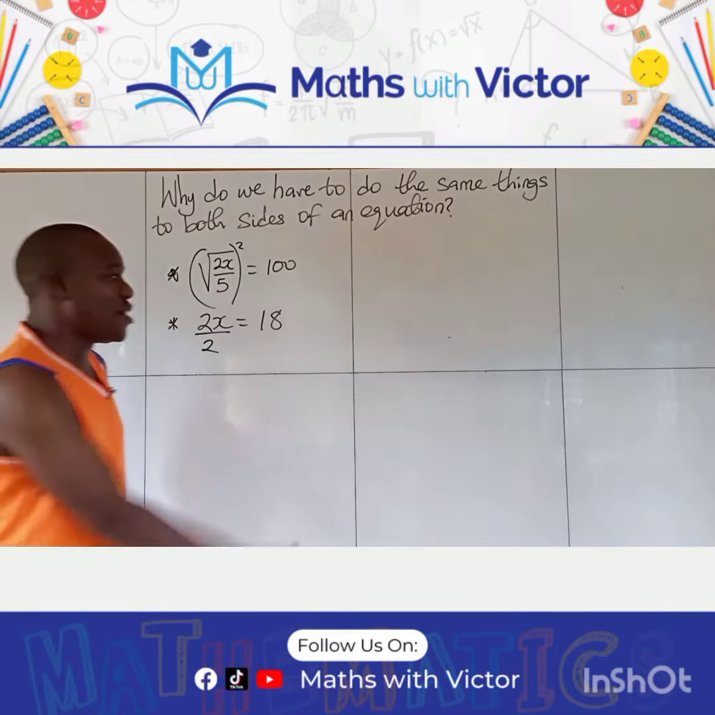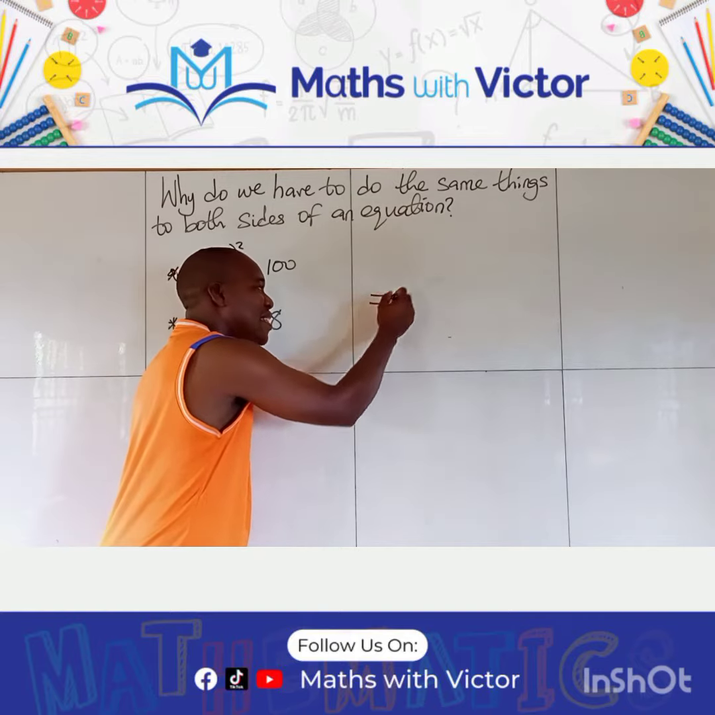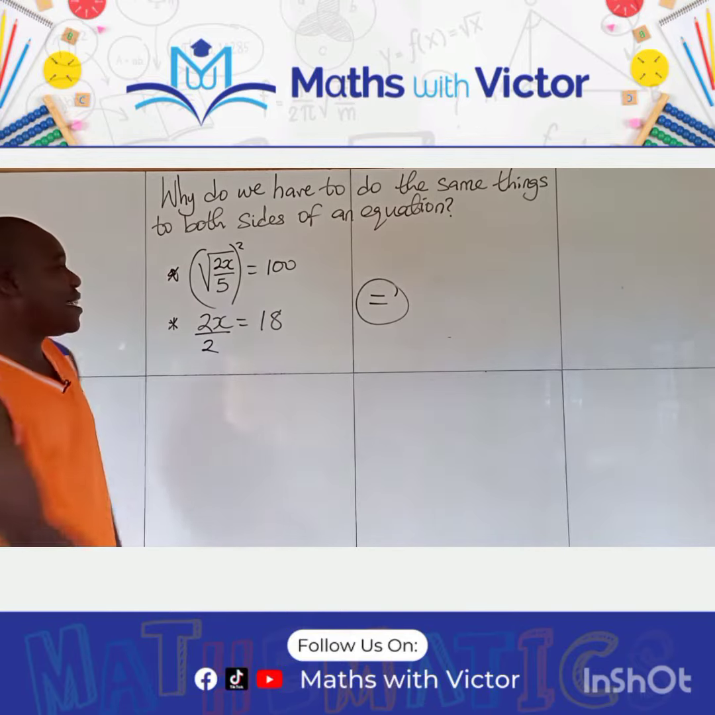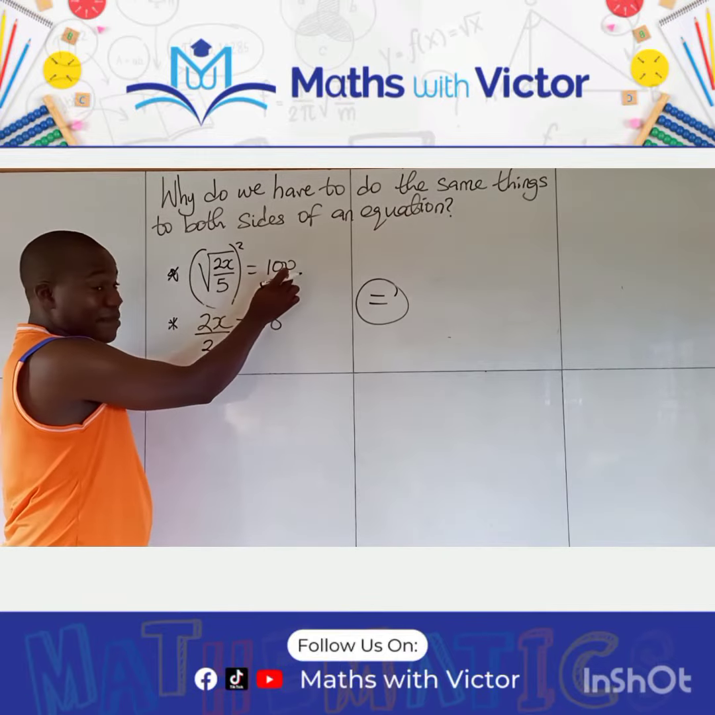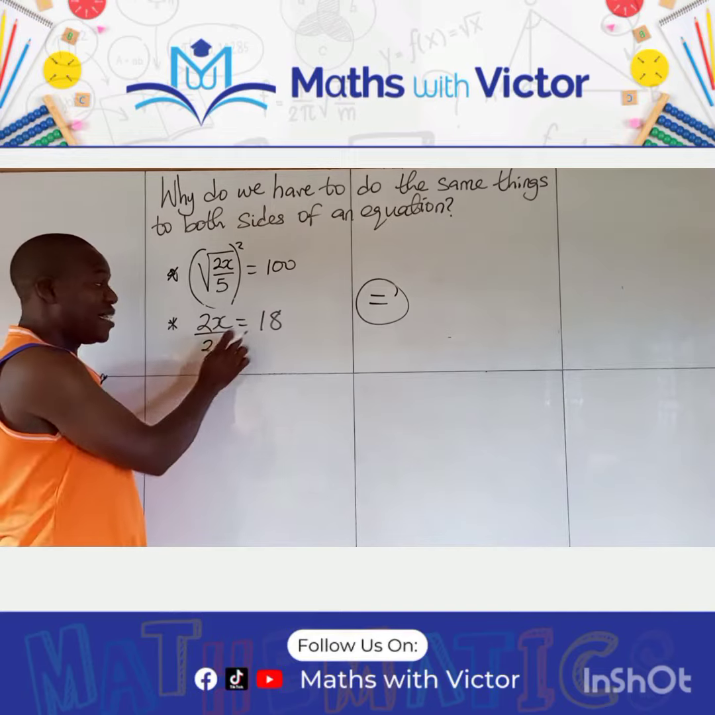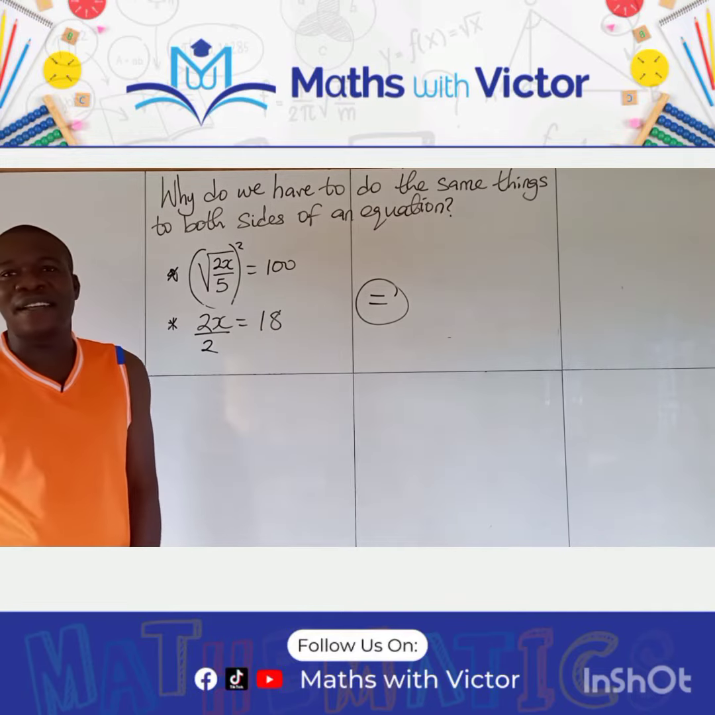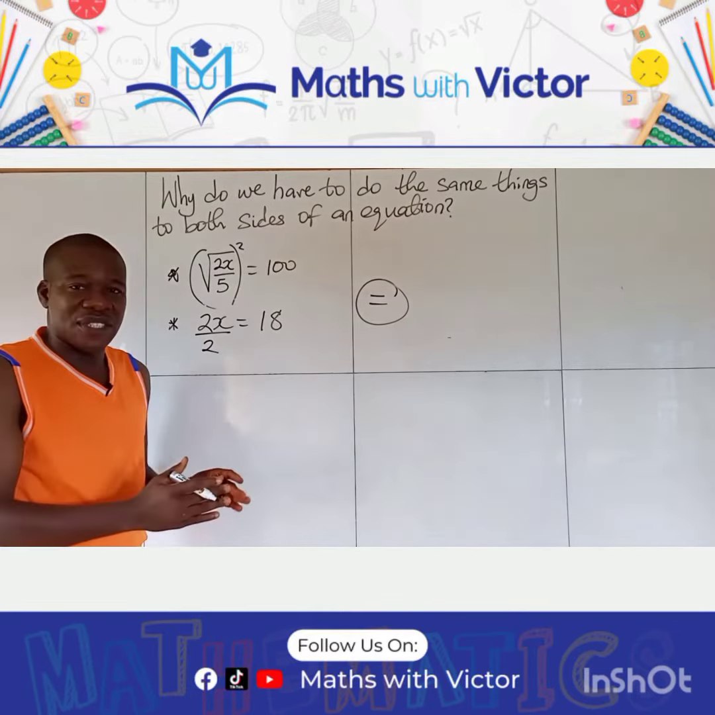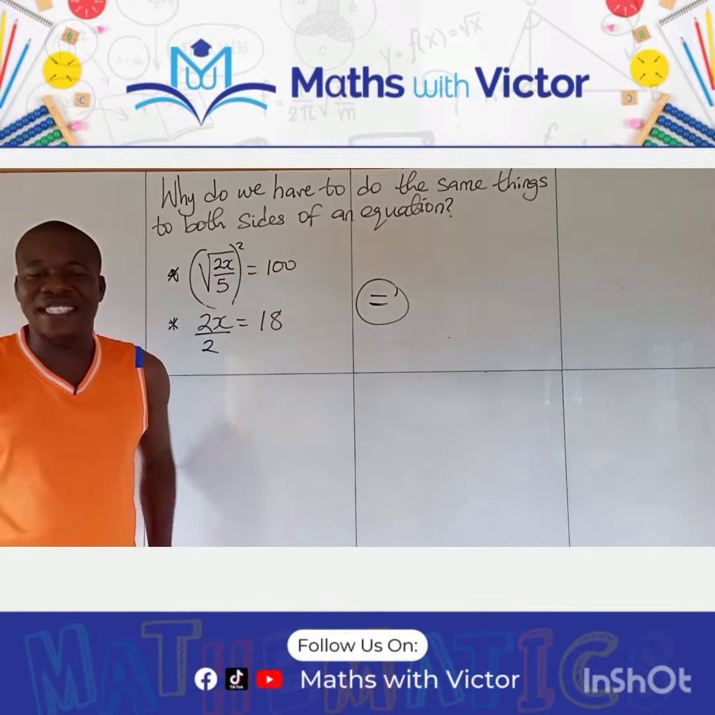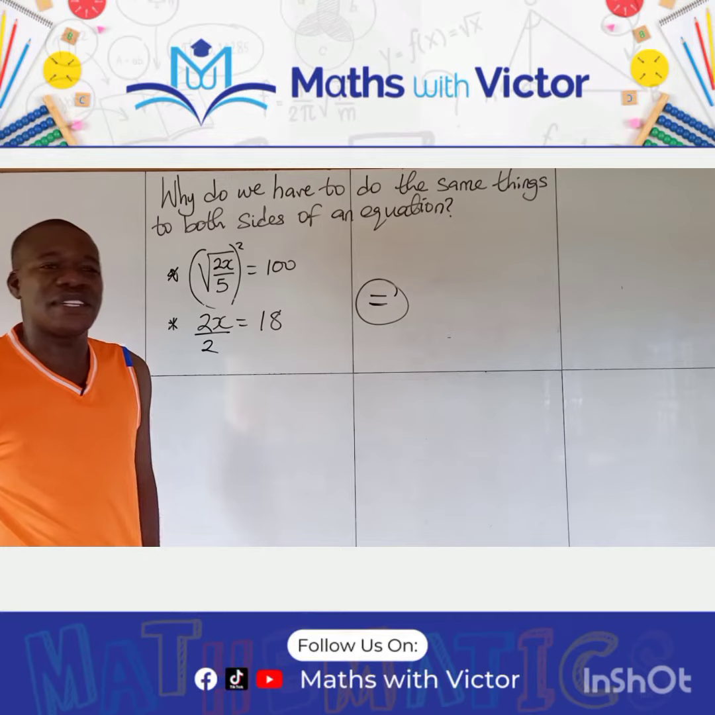Recall the meaning of equation. Equation, what does it mean? When two things are equal. When two things are equal, it means that this quantity is the same as this quantity, right? They have the same value. And this quantity has the same value as this quantity. So when you are solving an equation, you must maintain that equality. You must maintain that equality, very important.